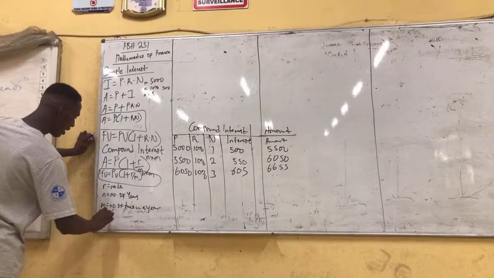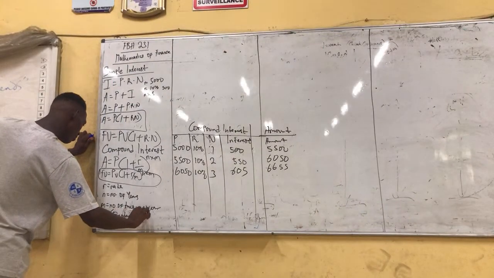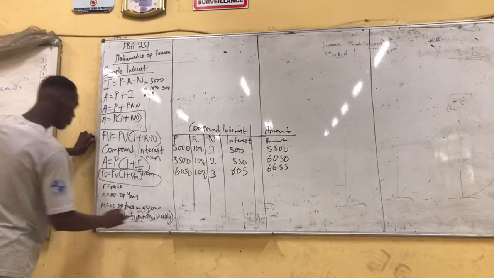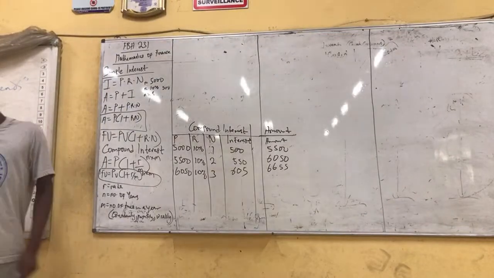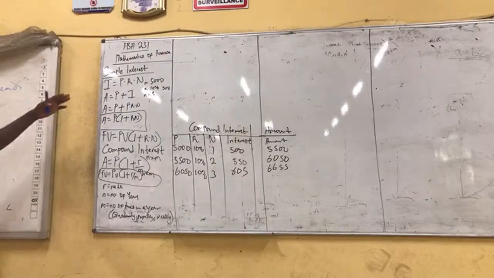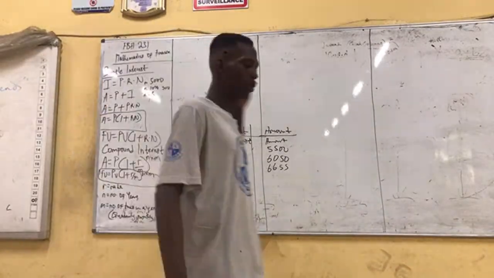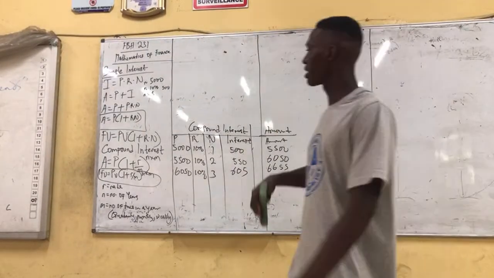Can be quarterly, monthly, or weekly. So you can use them to compound your interest rate. So that's for compound interest. Like I said, mathematics of finance will be dealing with simple interest, compound interest, and annuity. So now this is for simple interest and compound interest.